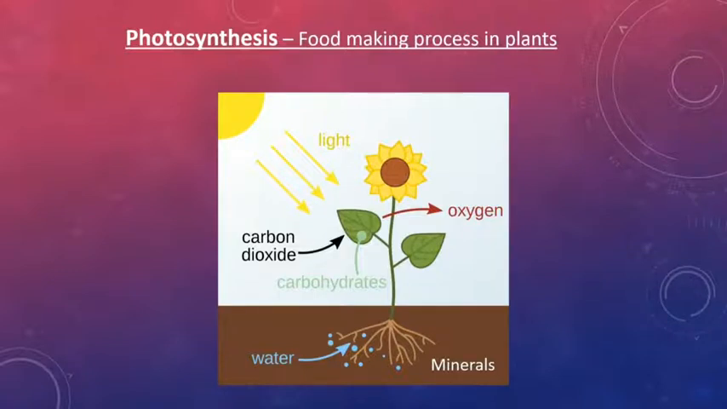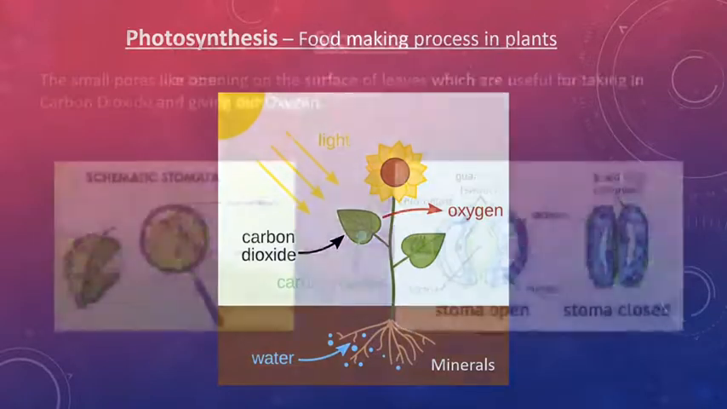To perform this process, the plant needs several things: water, minerals, carbon dioxide and sunlight. They also release oxygen during this process and produce carbohydrates. The carbon dioxide and sunlight are absorbed directly from the leaves, and even the oxygen is released directly from the leaves, whereas water and minerals are absorbed by the roots from the soil.